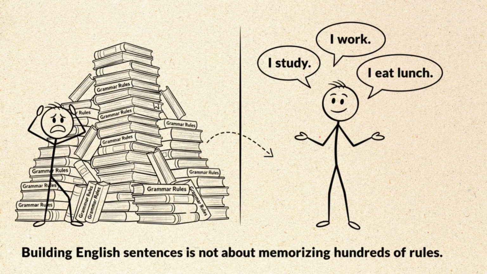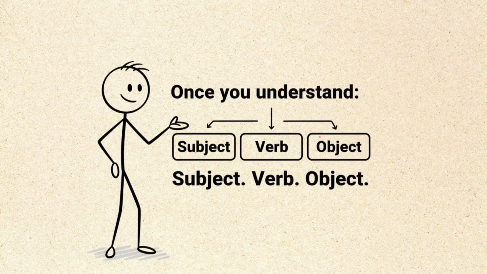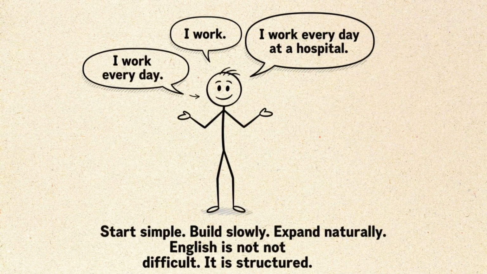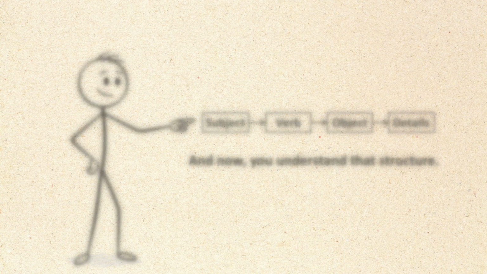Building English sentences is not about memorizing hundreds of rules. It's about understanding structure. Once you understand subject, verb, object, and once you respect word order, you can build thousands of sentences. Start simple. Build slowly, expand naturally. English is not difficult, it is structured. And now you understand that structure.